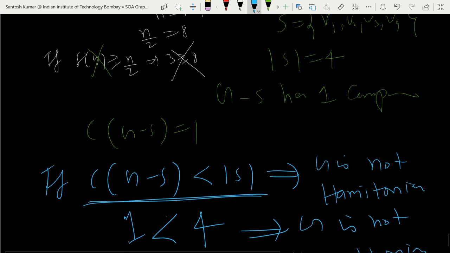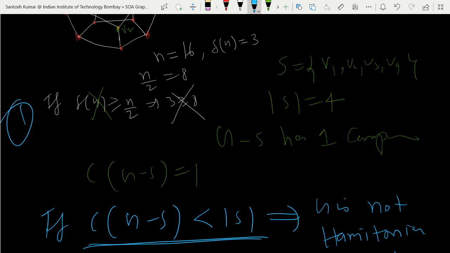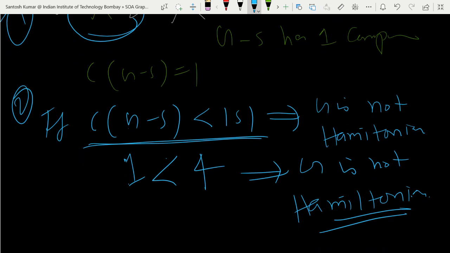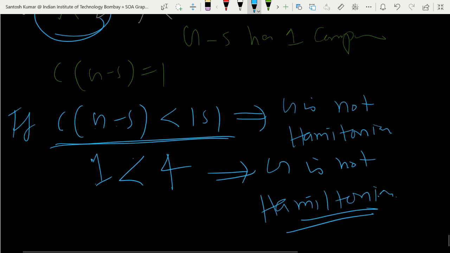We have a third way also. So first you can check this. So this is sufficient for Hamiltonian, and that result, C of G minus S less than or more than equal to mod S. One minute. So what was the result actually?